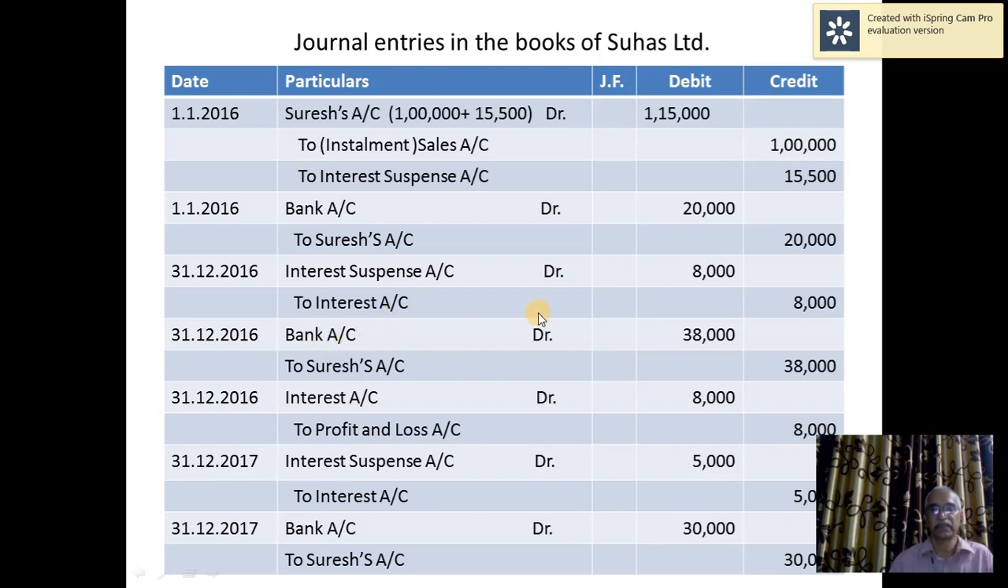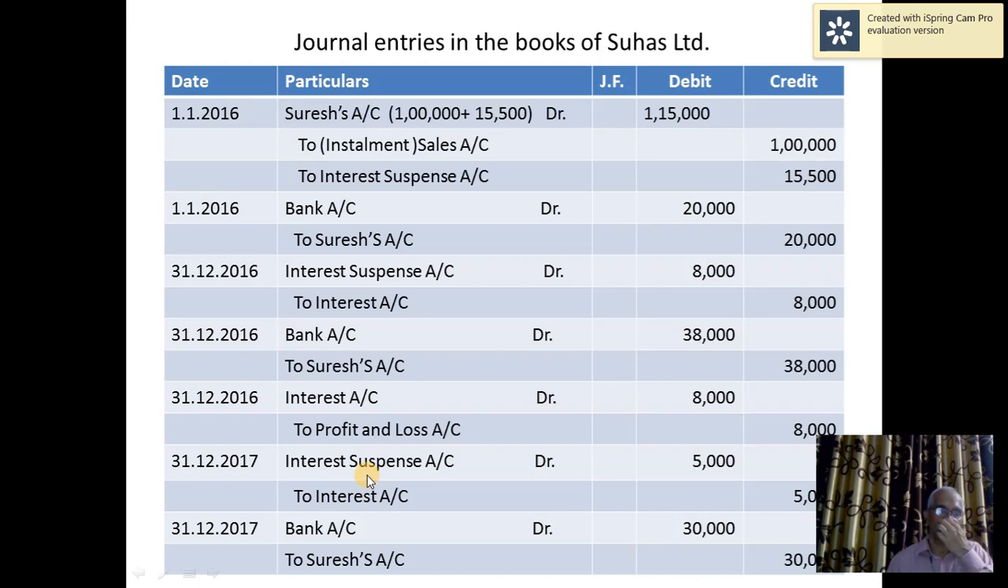So in the first year the interest is 8,000. So from the interest suspense account 8,000 is transferred to interest account. Next we are receiving the second installment. So bank account debit to Suresh account. Then we are closing the interest account by transferring the balance to profit and loss account. So these are the entries in the first year.